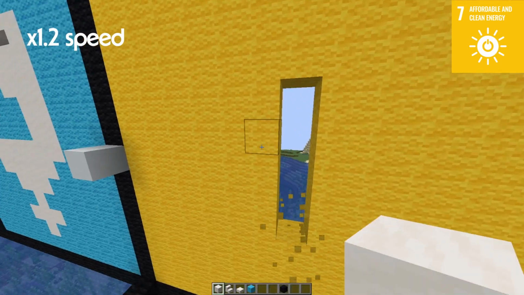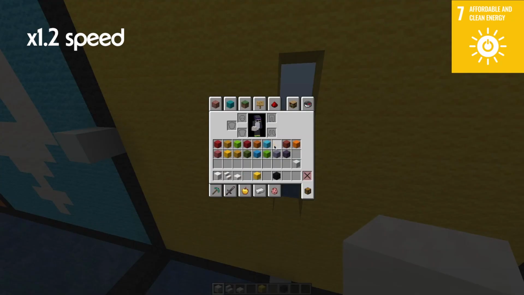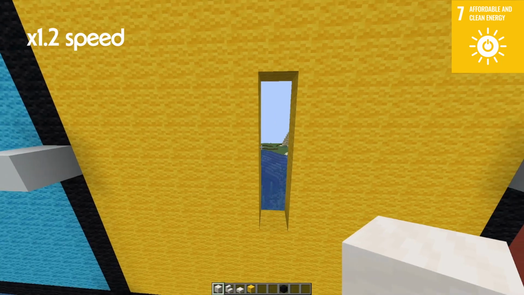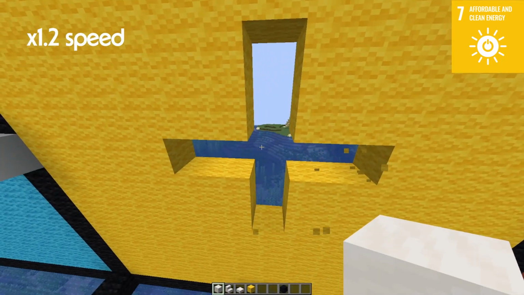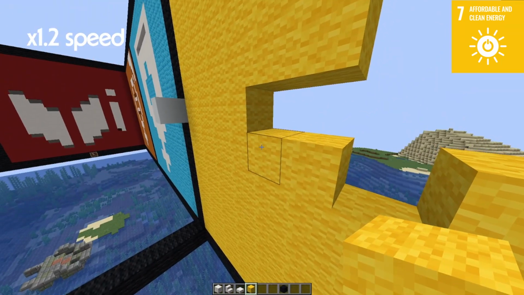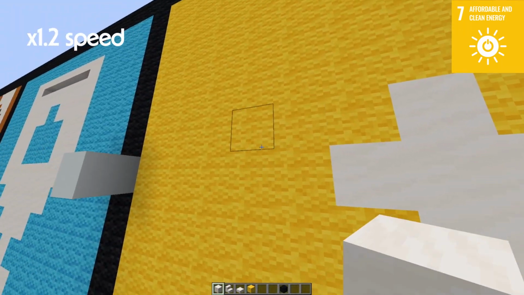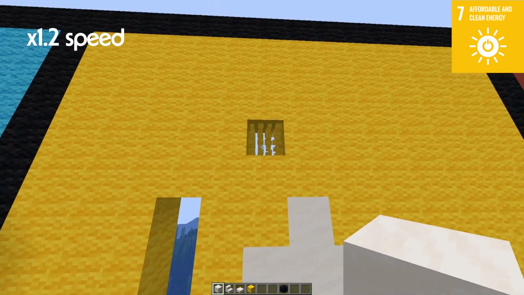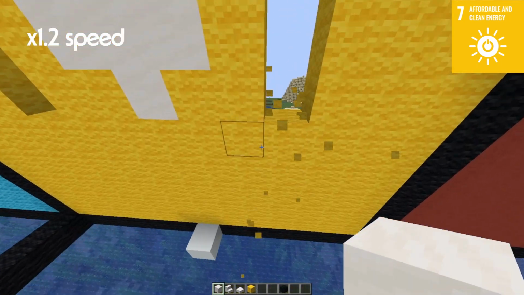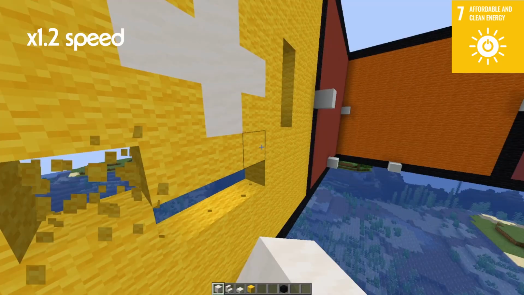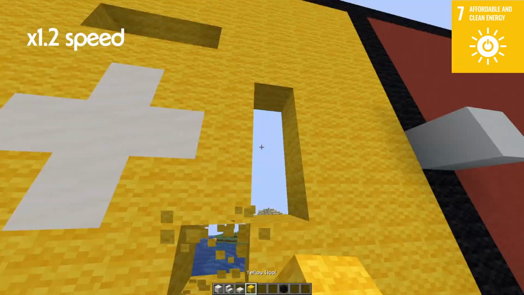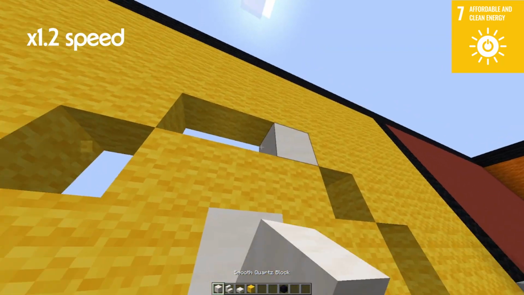SDG 7 is clean and affordable energy. It aims to ensure access to affordable, reliable, sustainable, and modern energy for all. As my high school physics teacher would say, energy is the core center to life. As we phase out fossil fuels, we are more and more reliant on clean and renewable energy to thrive. But clean energy is more than just renewable energy.